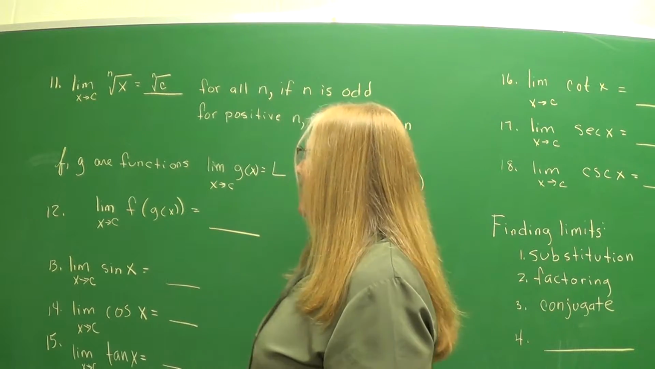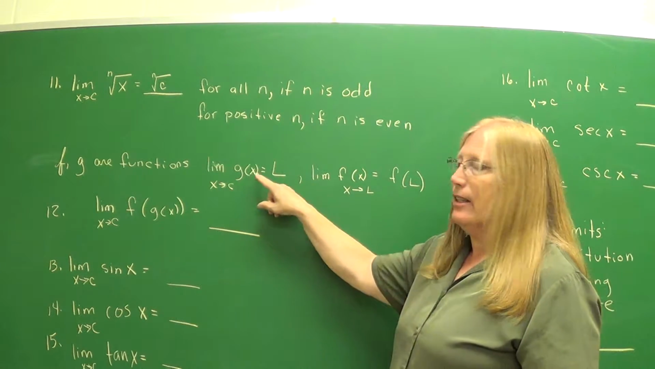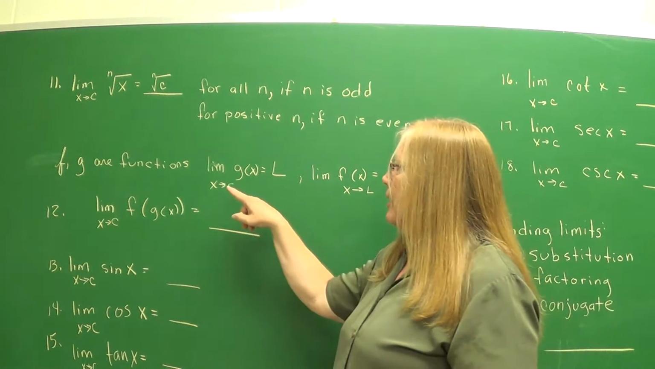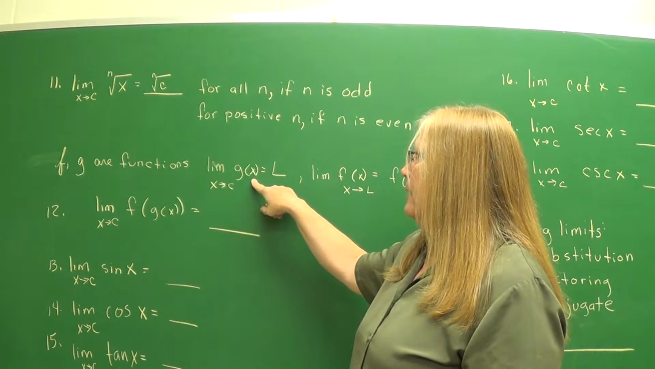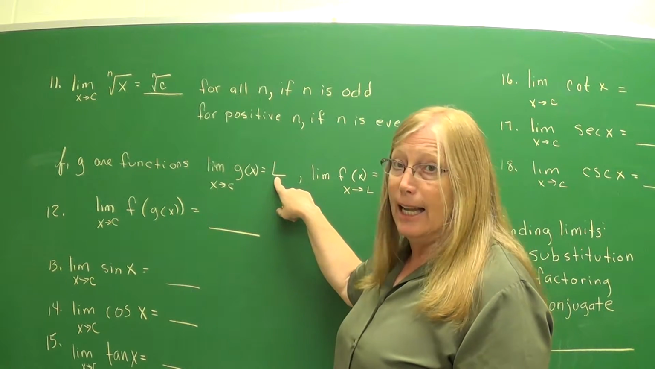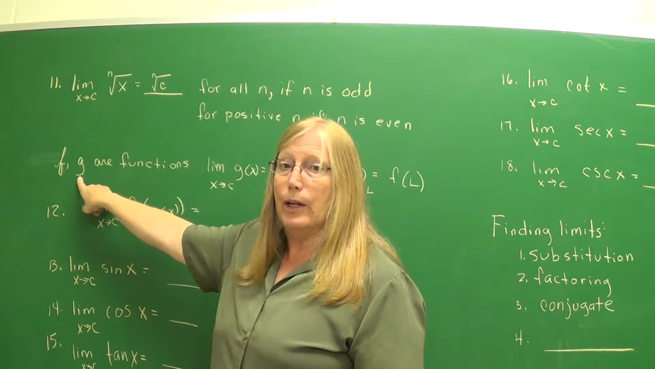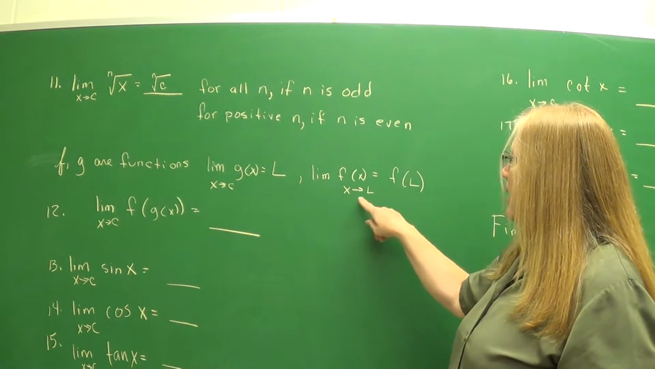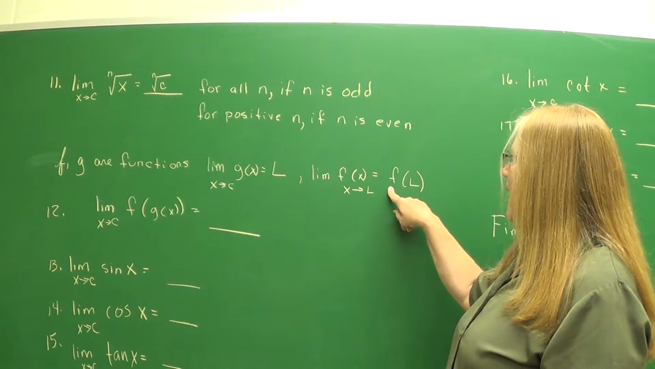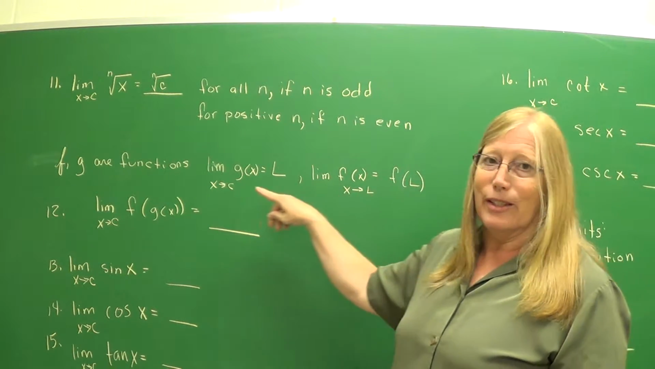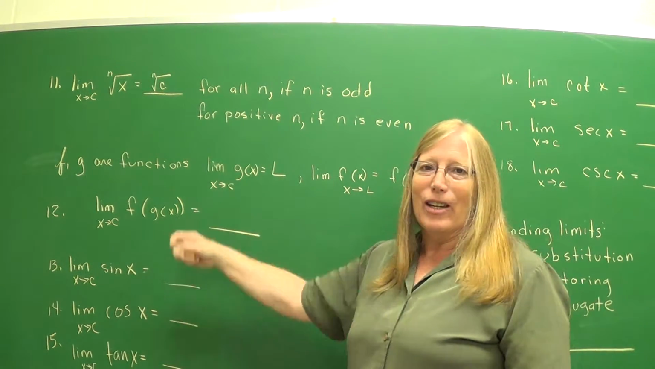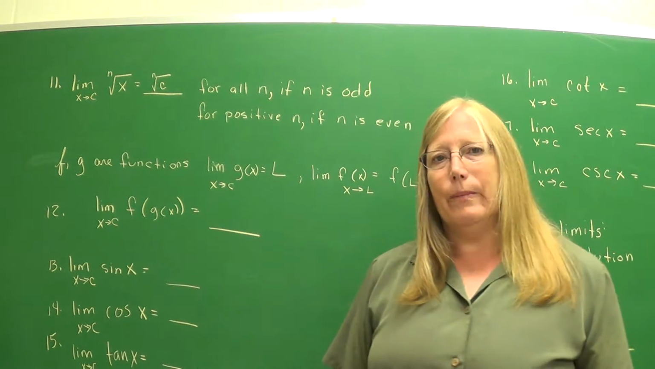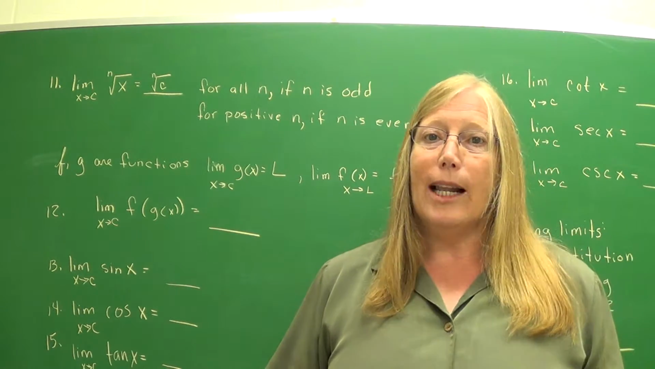f and g are functions. The limit of g, now this is taking a little different twist, so set up this problem. f and g are functions. The limit of g as x approaches c is L. So I took the limit of this one, and then the limit of f of x as x approaches L is f of L. You probably see where this is going, especially since it's right there. It's talking about when you have one function inside of another. What's that called?